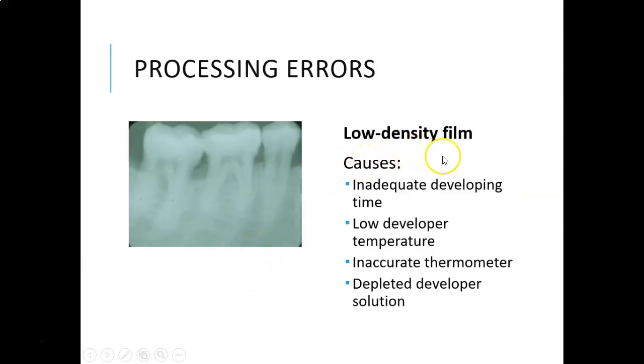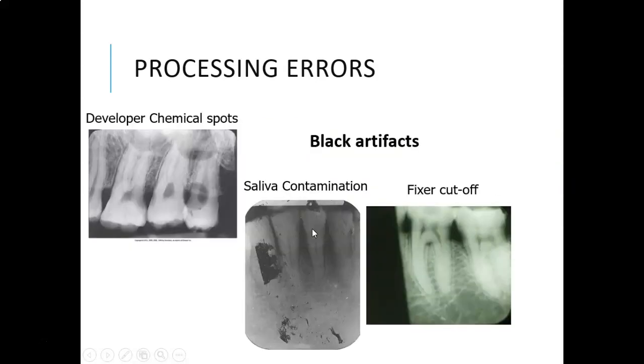Low density film, an overall kind of ghostly, whitewashed, light appearance. Inadequate developing time, so not enough time in the developer. Low developer temperature, your developer is too cold. Inaccurate thermometer, so it just doesn't have a good temperature gauge. Or depleted developer solution, it's old and worn out and you need brand new developer. So changing the chemicals was a process that happened all the time when you used traditional films. And they usually had a schedule, like once a month or whatever it was.